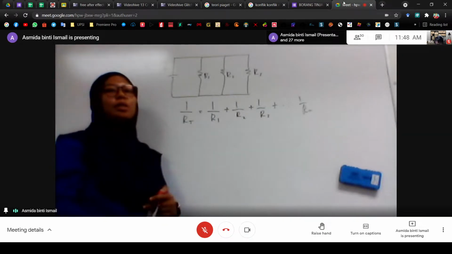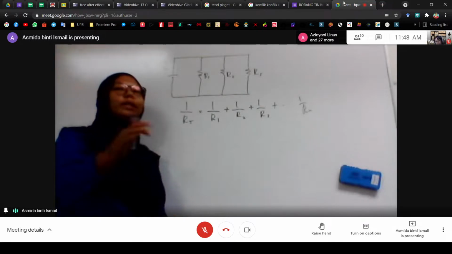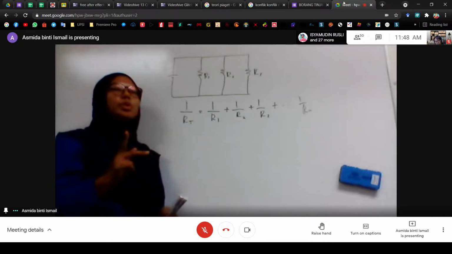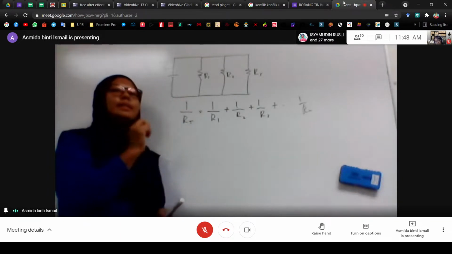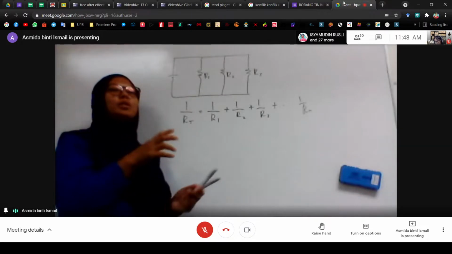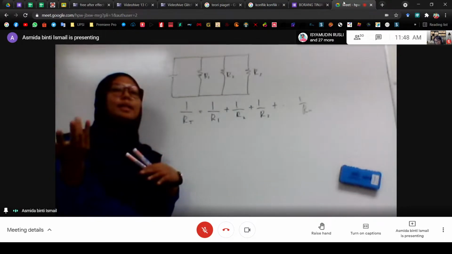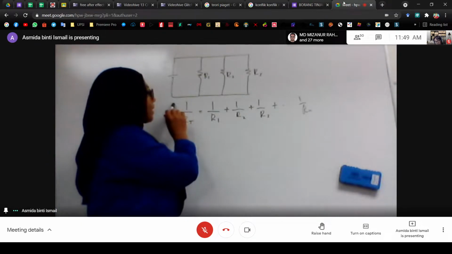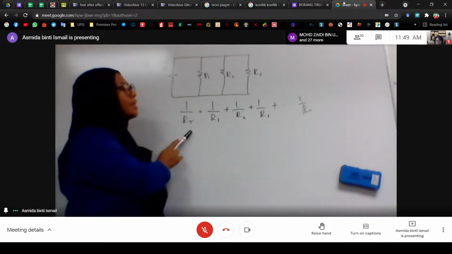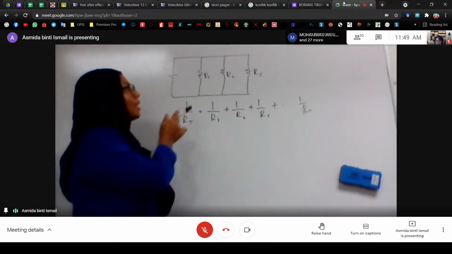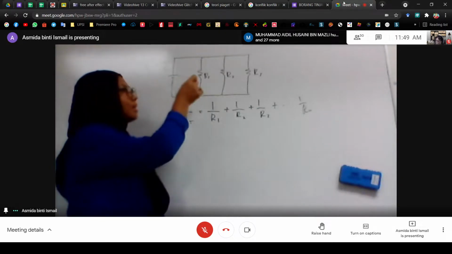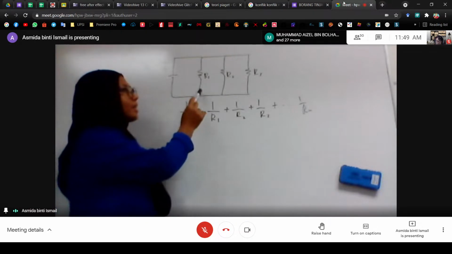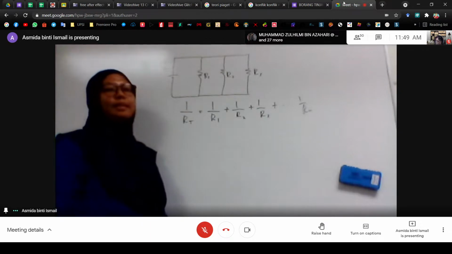Actually dia ada dua formula. We have another formula, but that one is for two parallel resistors. Dia boleh juga kalau more than 2, but I will show you after this. So this is the formula for how to calculate the total resistance for the parallel circuit. Parallel resistance connection.